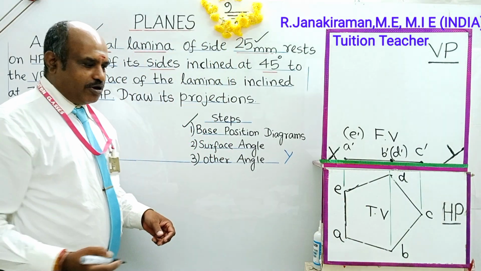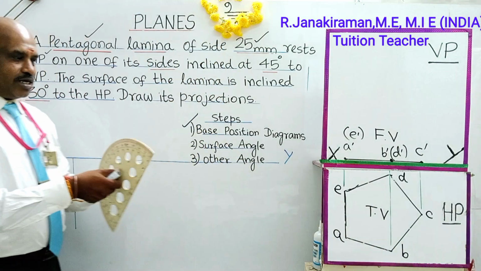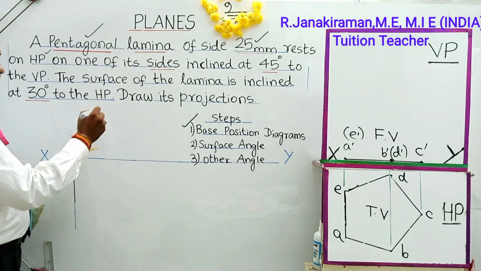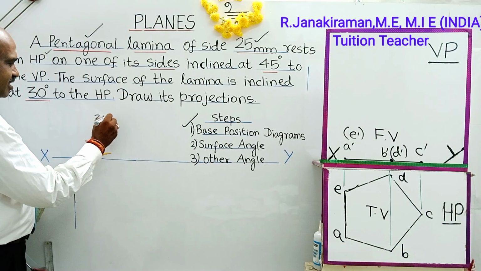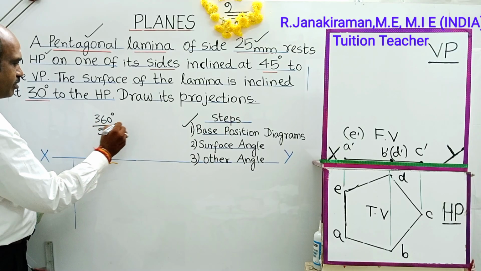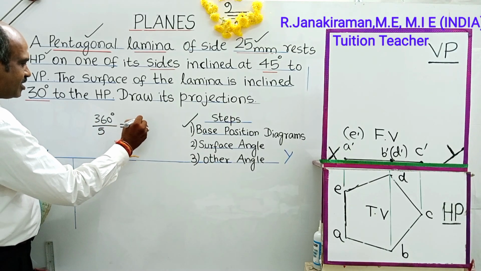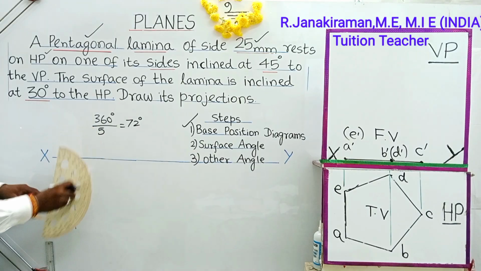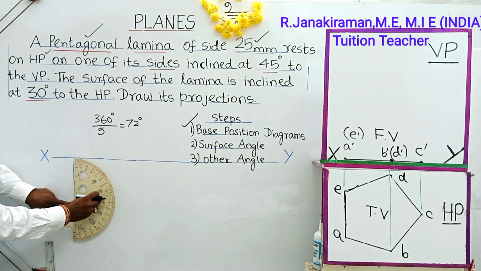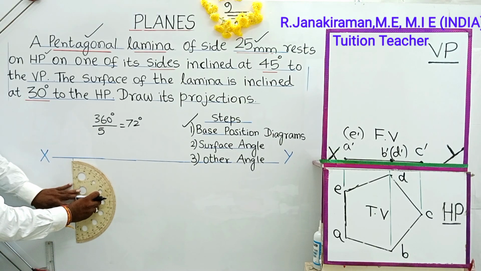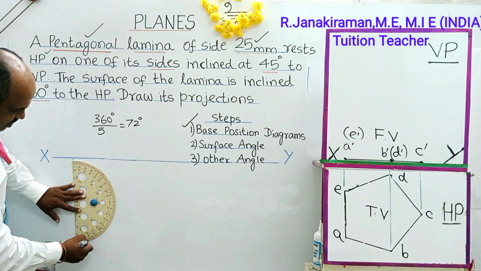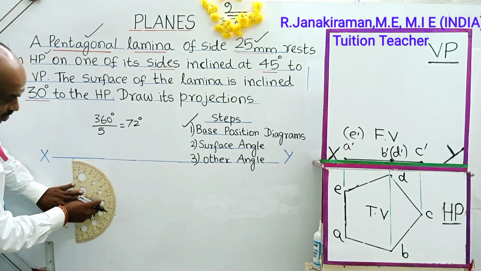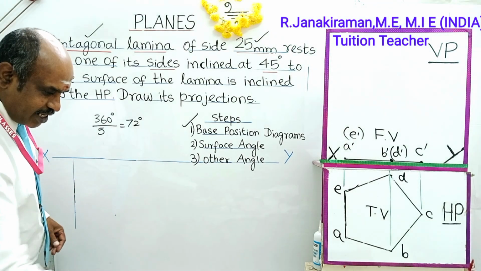Taking your protractor, the total angle in a circle is 360 degree. A pentagon will have 5 sides. If you divide 360 by 5 using a calculator, you get 72 degree. So you turn your protractor, keep this point as the center of your protractor, and mark an angle of 72 degree. Read like this: 0, 10, 20, up to 72. Put a point. Join the marked points using a freehand scale.